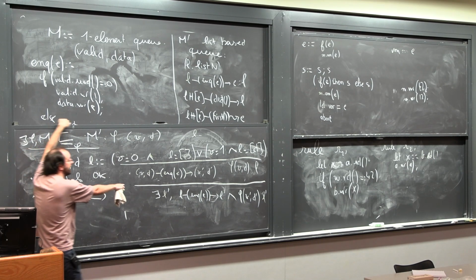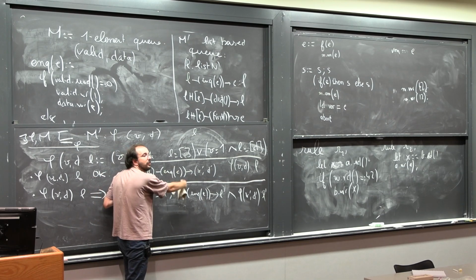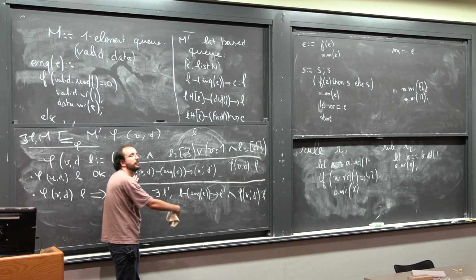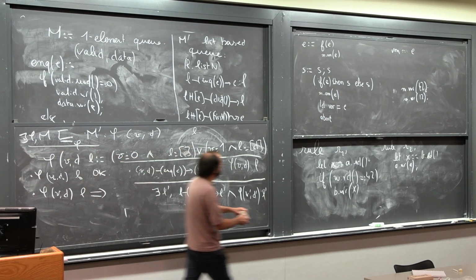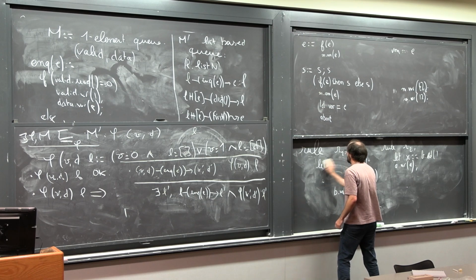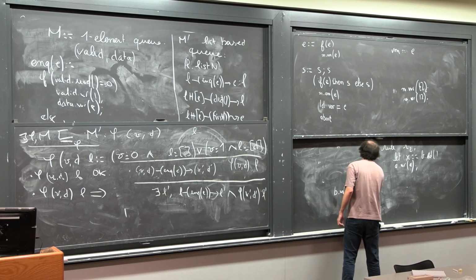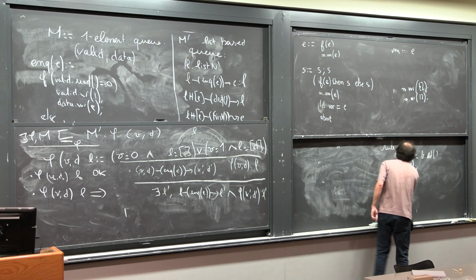Okay, so that's one case, and we have the similar case in which we replace NQ by DQ. And then we will have to prove the final one. So we have those two obligations, and then we have to prove that phi implies indistinguishability, and that's an easy exercise.